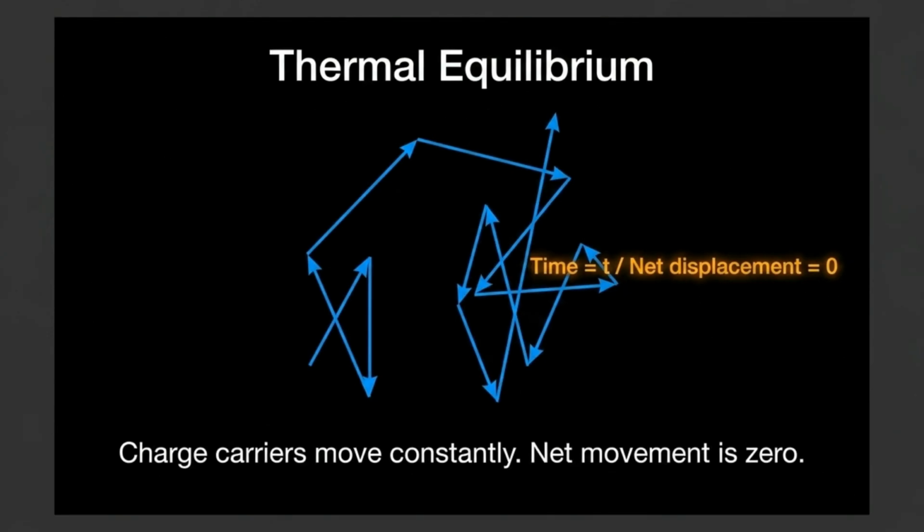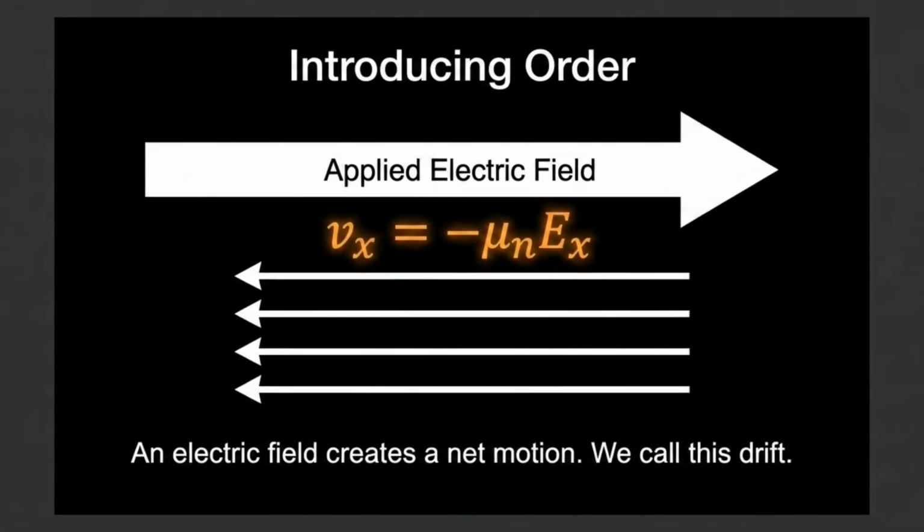In thermal equilibrium, charge carriers are in constant motion due to thermal energy. However, because this motion is random, there is no net displacement over time. When we introduce an electric field, we create order. This field forces charge carriers to move in a specific direction, a process we call drift.